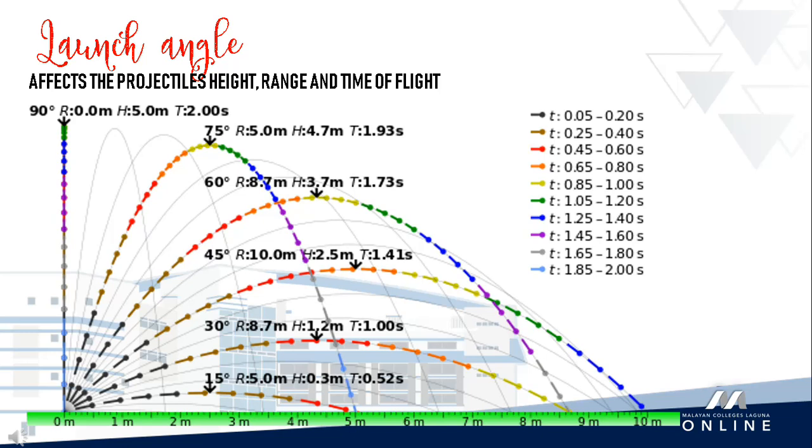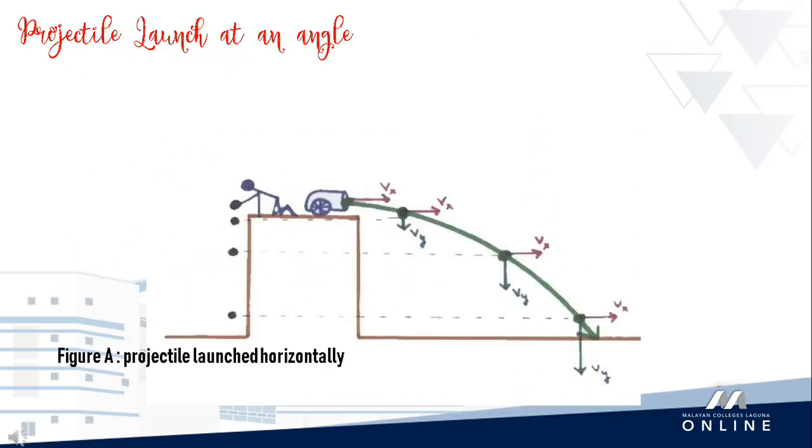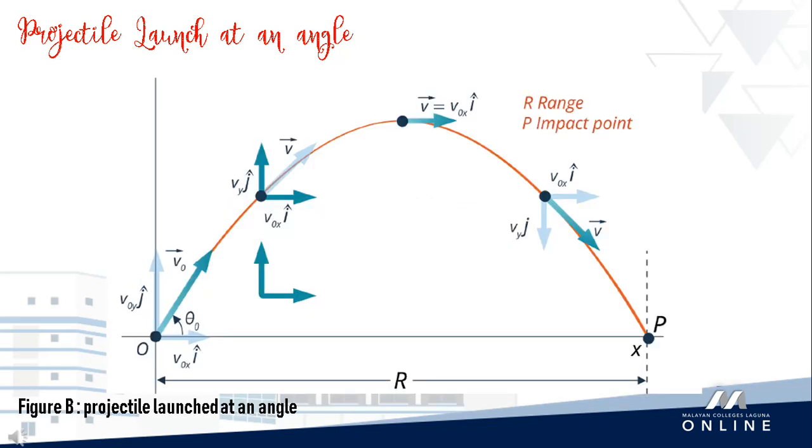We should agree at this point that the larger the launch angle and the height are, the longer the flight time of the projectile will be. To illustrate this, let us look at the situation where a cannonball is fired and projected horizontally from the top of a ledge. We understand that gravity exerts its influence by causing a vertical acceleration in the cannonball, thus creating the parabolic trajectory. Now, let us compare this with a projectile launched at an angle.